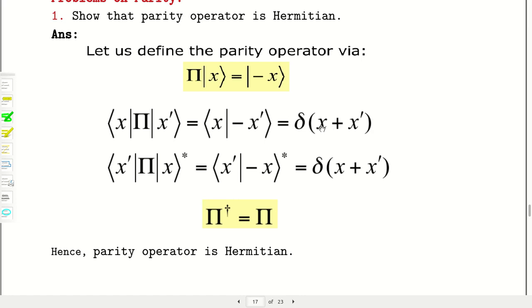This is the Dirac delta function. So this is using the continuous basis. From my previous class I have discussed all about this, the completeness condition for the basis kets in the continuous basis. So this is delta of x plus x prime. Now if you reverse the bras and kets and take the complex conjugate, then it will give you bra x prime and ket minus x, and whole star.